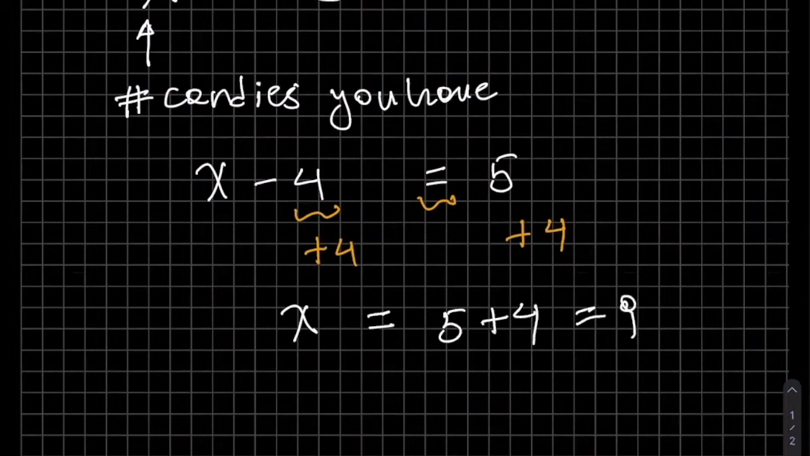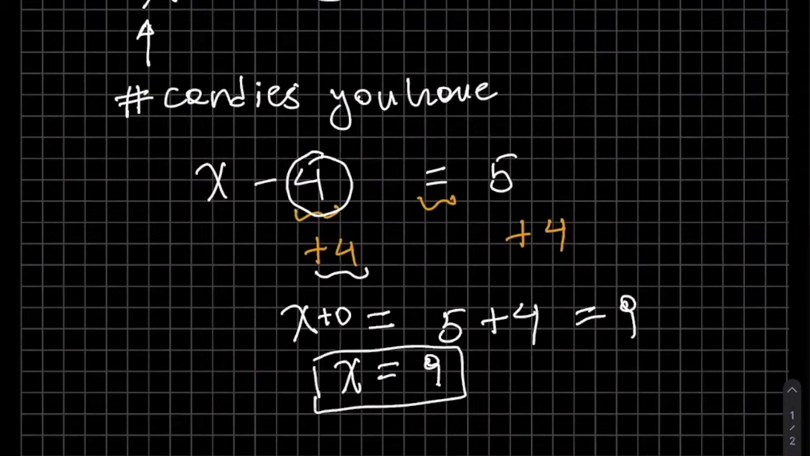Where does this 4 go to? When we add plus 4, it's going to go to 0. So there is an implicit 0 in here, but we don't write it, because 0 is a 0 at the end of the day. So we have x is equal to 9.